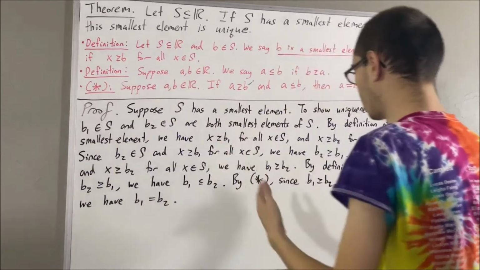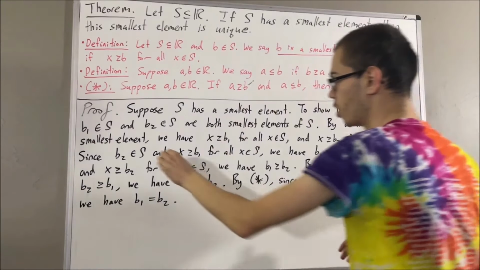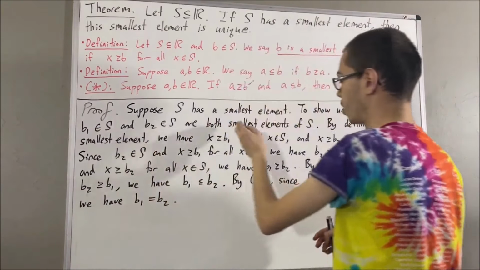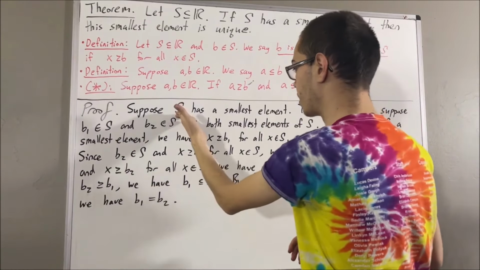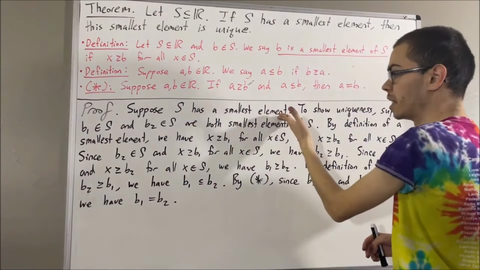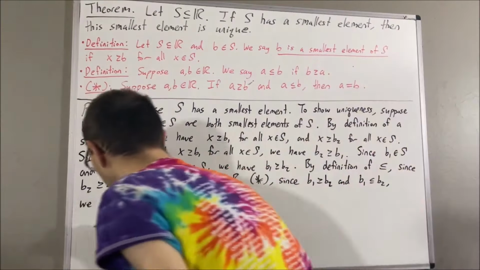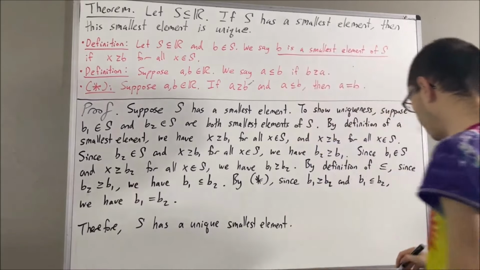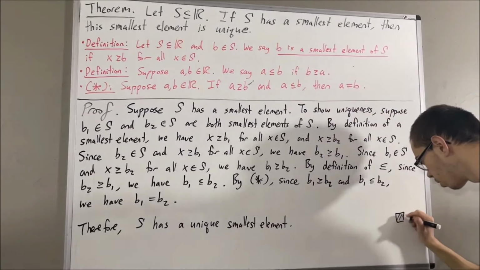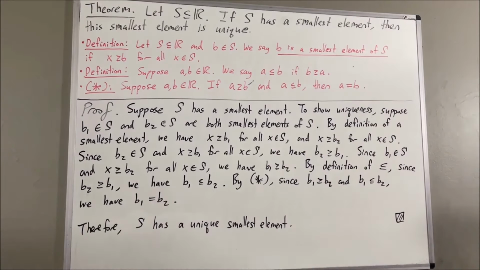And so, putting this all together, we have shown if we consider any two arbitrary smallest elements of S, they must be equal. And that proves that the smallest element that S has is the only smallest element. And so this completes the proof. And so yeah, that's pretty much it for this video.